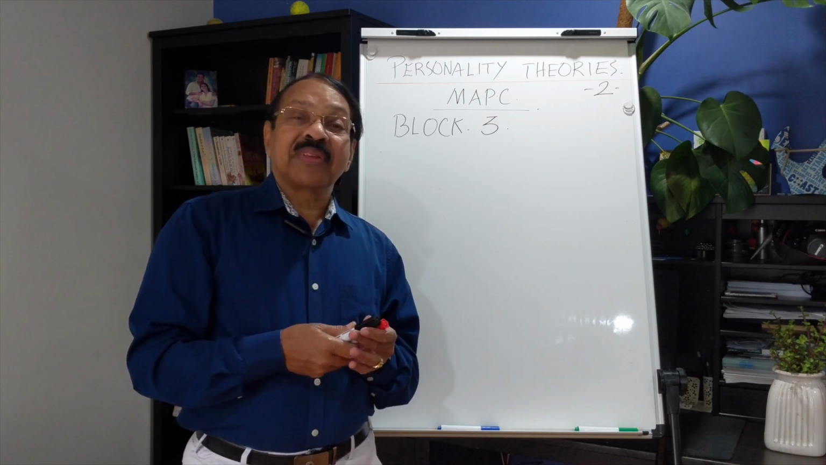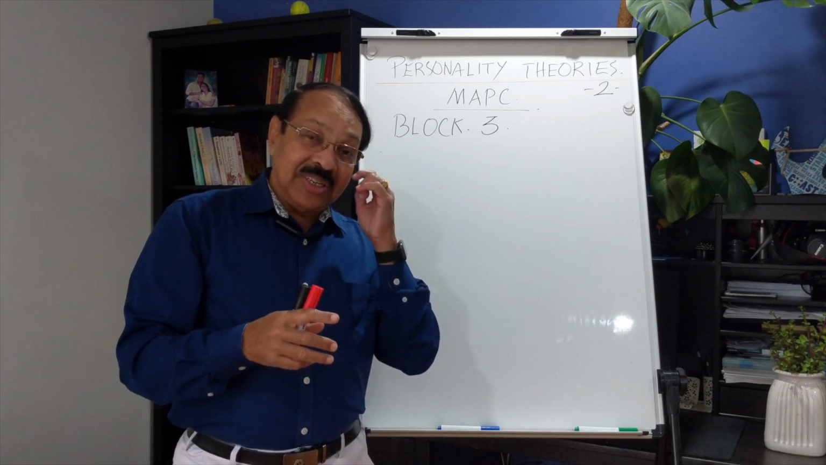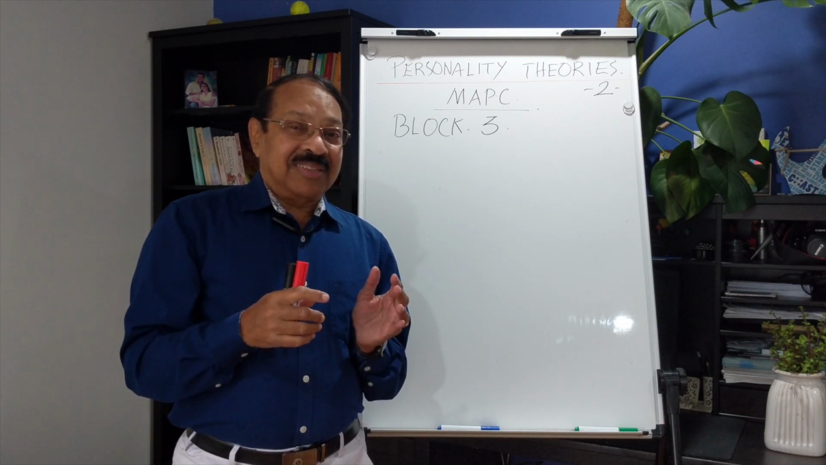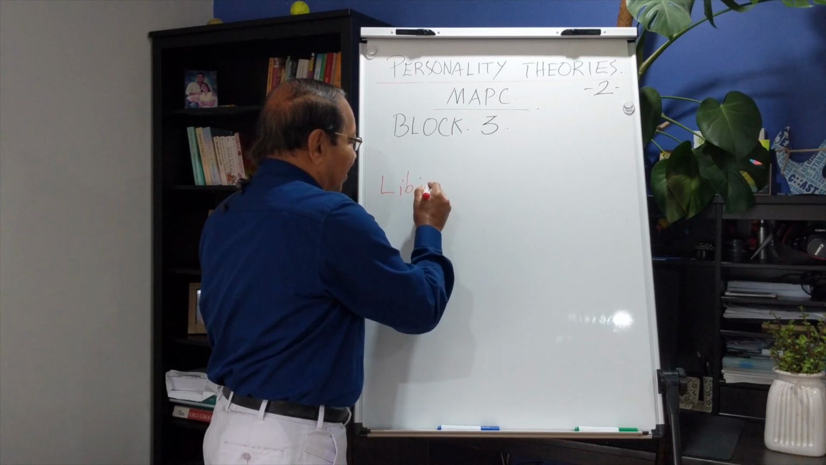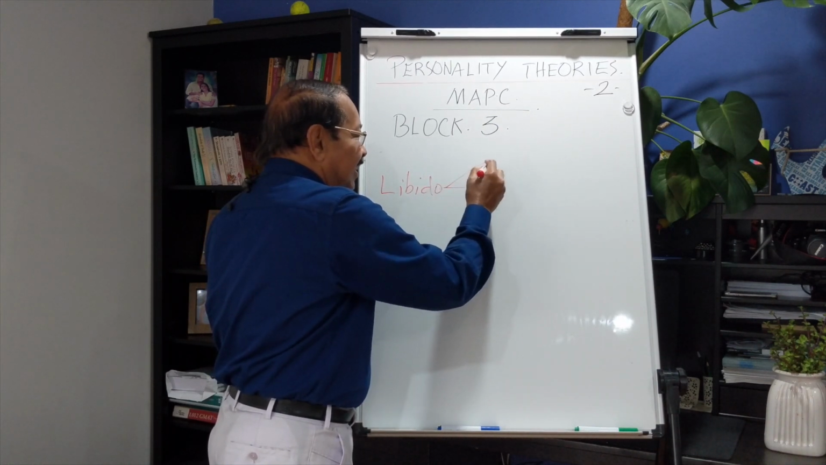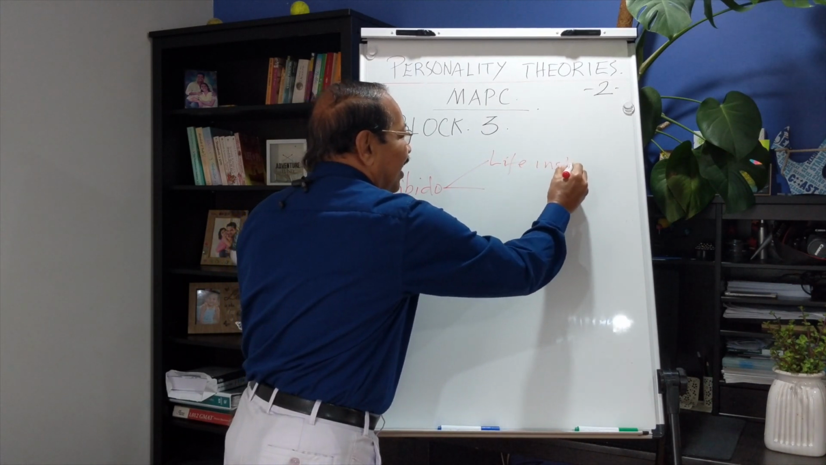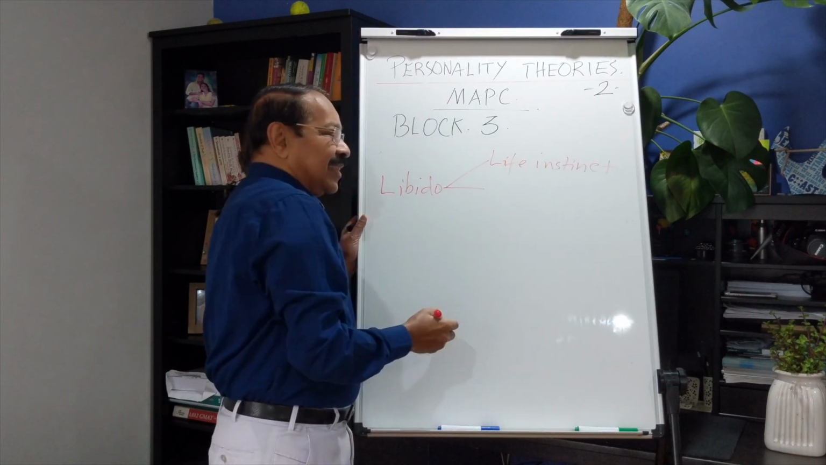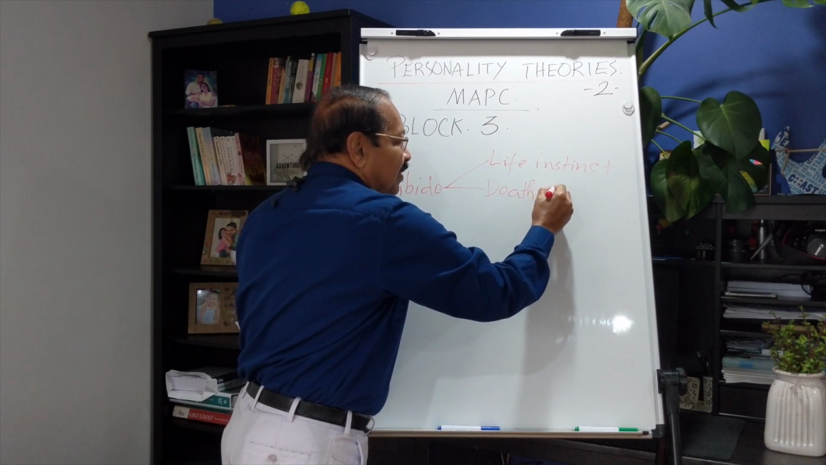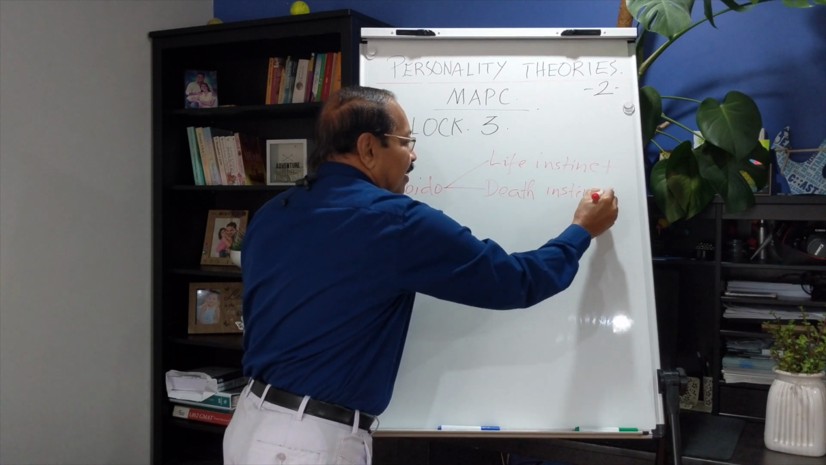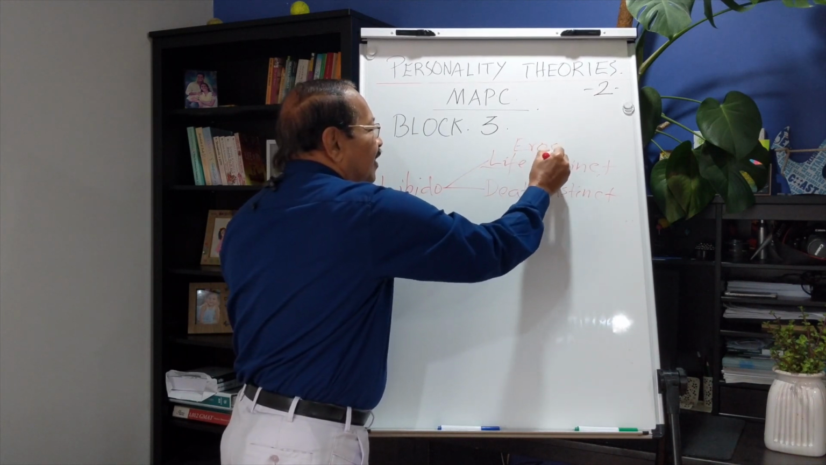His theory is centered around, as I told you in my previous presentation, the libidinal energy. Libido is characterized by libidinal energy. It has two phases. One is called life instinct or erotic sense. The second one is death instinct. This is called Eros and this is called Thanatos.